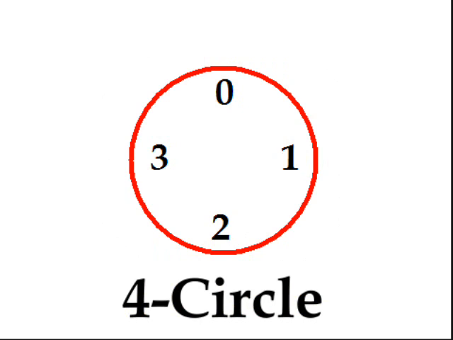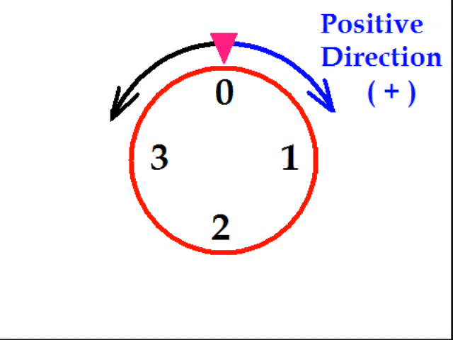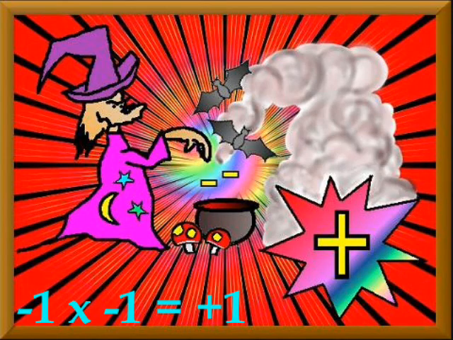Every circle has 2 directions. The positive direction, where numbers count up 1, 2, 3, that direction, and the negative direction, where numbers count down 3, 2, 1, so this direction. We're ready to do the demonstration. We will show that minus 1 times minus 1 is equal to plus 1 in a 4 circle.